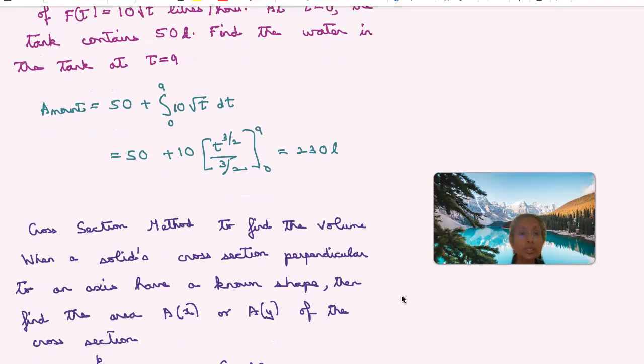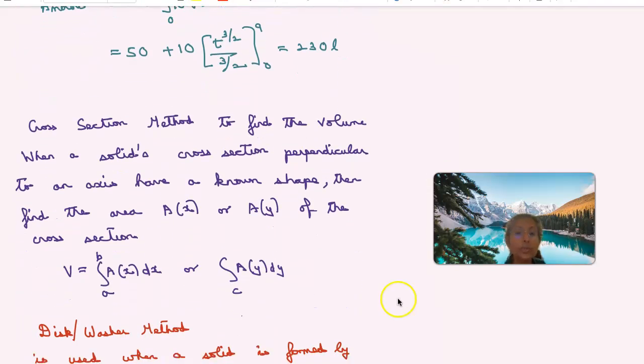Now we have the cross-section method to find the volume, which states that when a solid's cross-section perpendicular to an axis has a known shape, then we find the area A(x) or A(y) of the cross-section. And the volume is given by integral a to b A(x) dx or integral c to d A(y) dy.